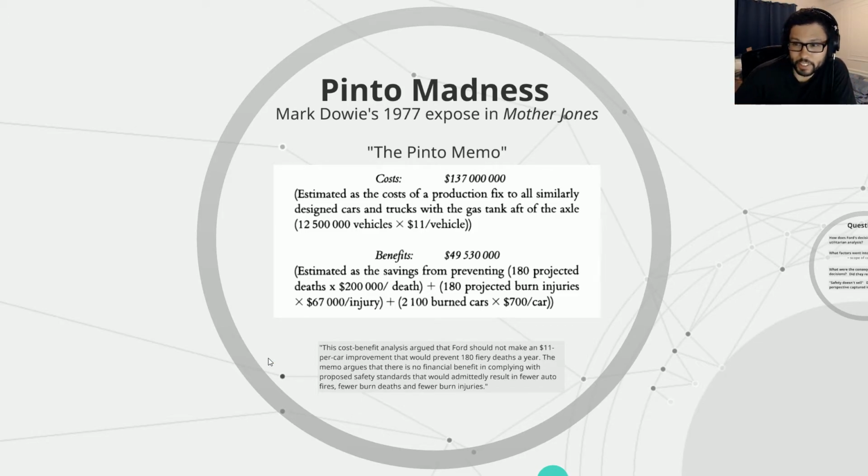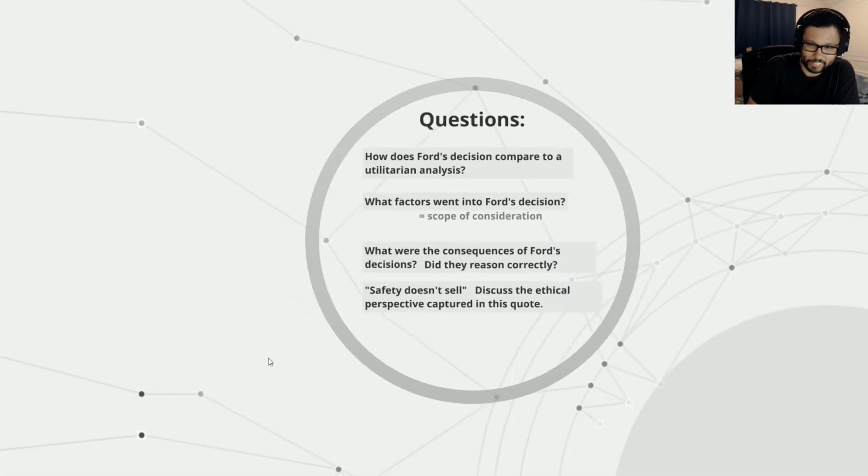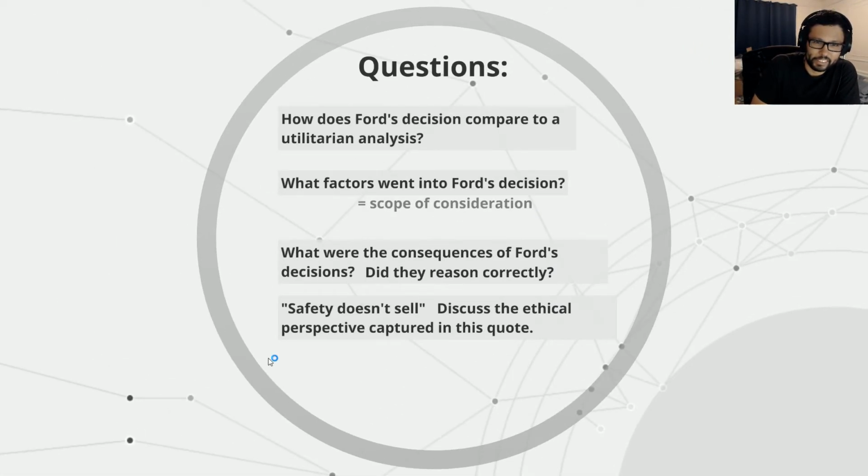So did Ford make the right decision here? How would a utilitarian have decided differently? What factors went into Ford's decision? What was the scope of their consideration, and should it have been broader? Were they adequately accounting for safety issues?